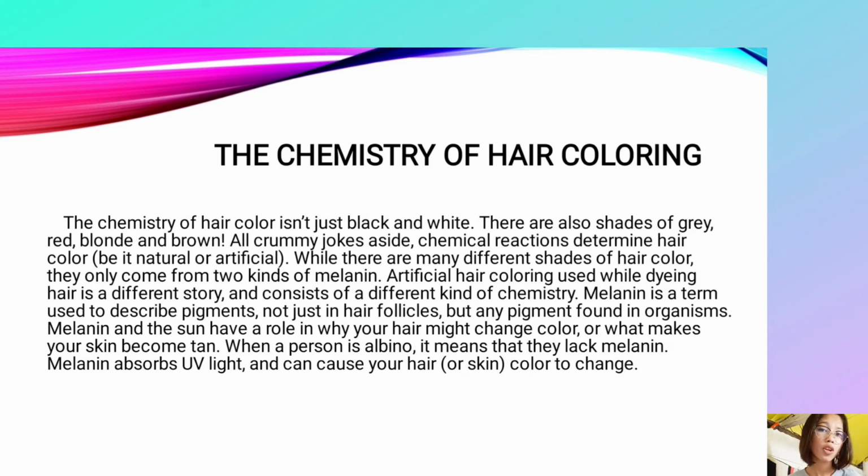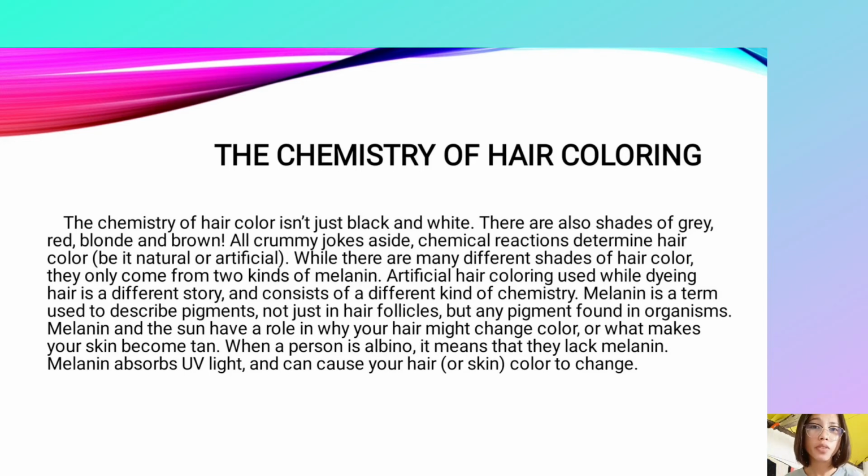So, if you talk about hair coloring, it is the color of our hair that is popular now, even among young kids who get their hair colored. So, the chemistry of hair color is not just black and white. There are also shades of gray, red, blonde, and brown. Chemical reactions determine hair color, be it natural or artificial.